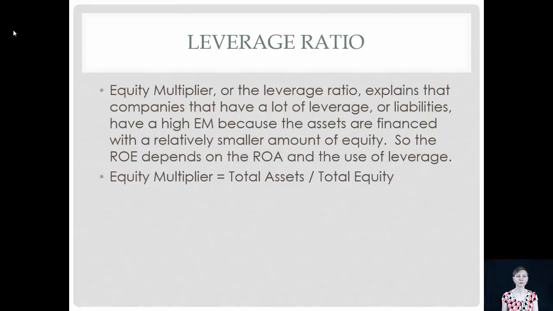I also used some of the leverage ratio, so equity multiplier. It explains that companies that have a lot of leverage or liabilities have a high EM because the assets are financed with a relatively smaller amount of equity. So the ROE kind of depends on the ROA and that use of leverage. And the equity multiplier formula is total assets over total equity.